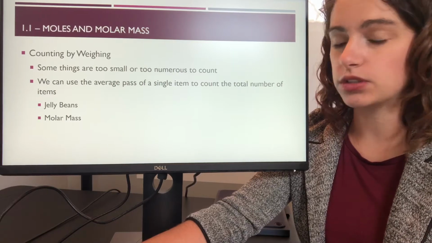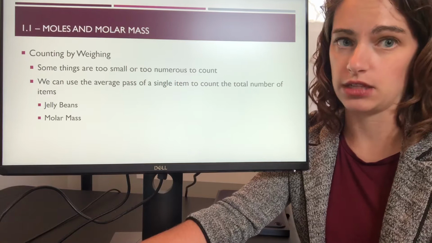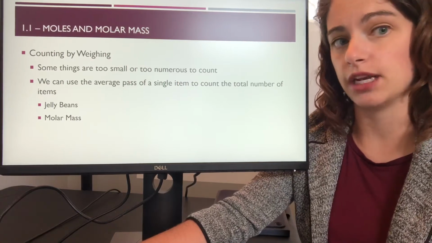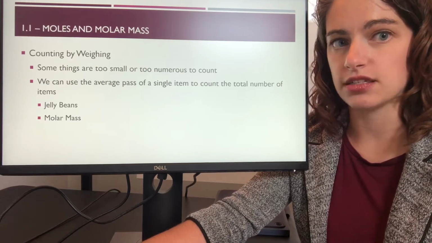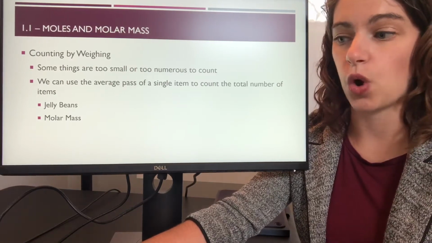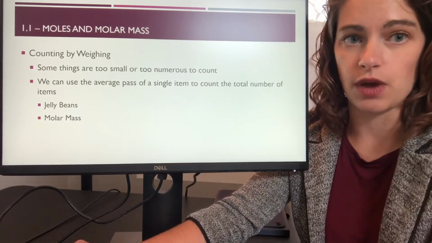So two examples, one non-chemistry related, jelly beans. Let's say you have a jar of jelly beans and somebody says, I want to know how many jelly beans are in this jar. Well, if you happen to know the average mass of one jelly bean, you can take the total mass of all the jelly beans, divide it by the mass of one, and that will tell you how many there are.